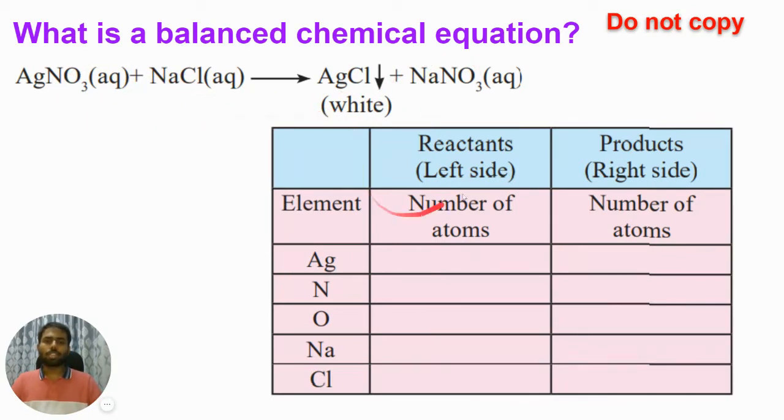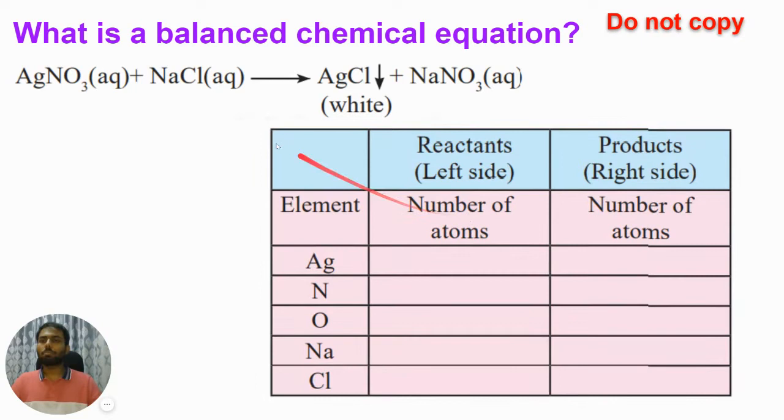Okay. Then reactants on the left side, products on the right side. We have to put in the number of atoms. Okay. For example, left side में कितने Ag के atoms हैं? यहाँ पे Ag है और कहीं पे भी Ag नहीं है. So silver का left side पे 1 atom है और right side में कितने हैं? Here I can see 1 atom, no other atom. So right side में भी 1 atom.